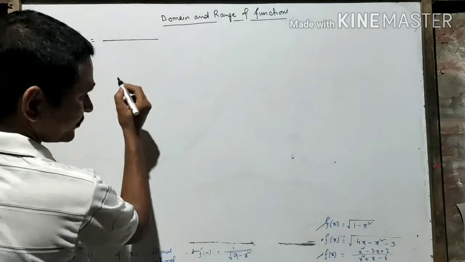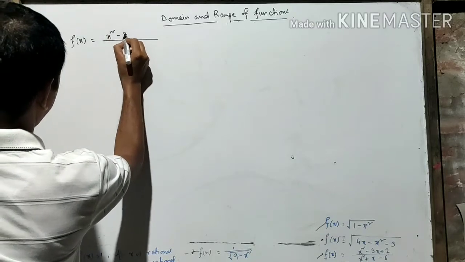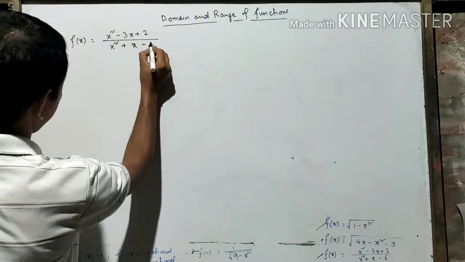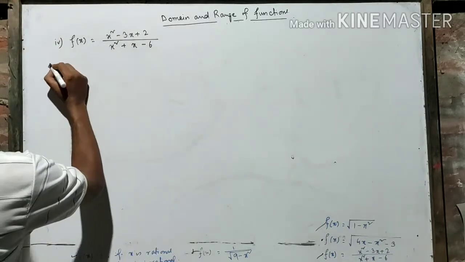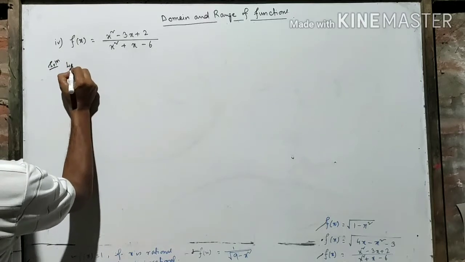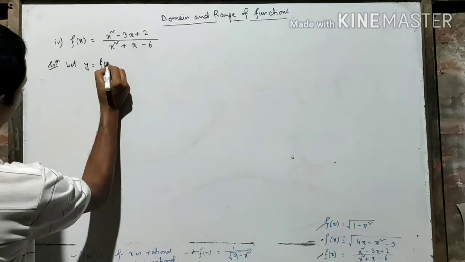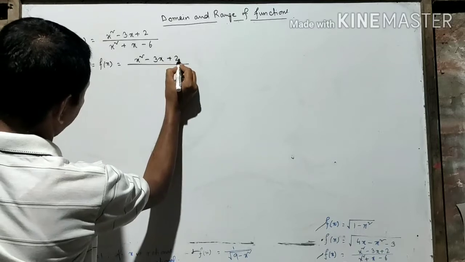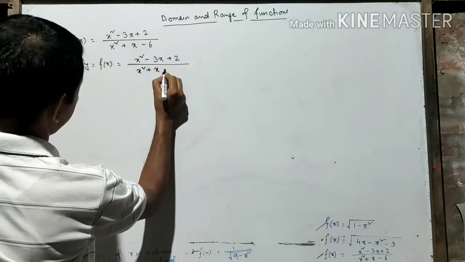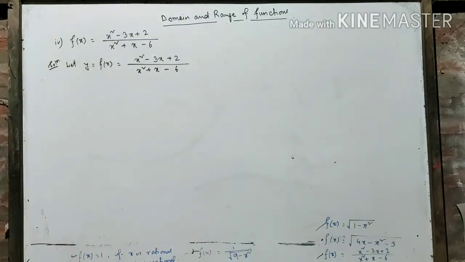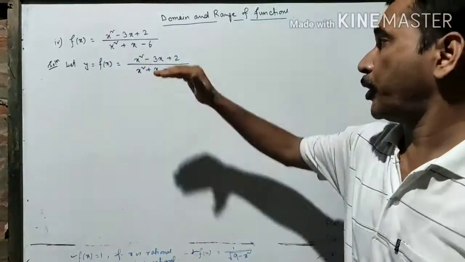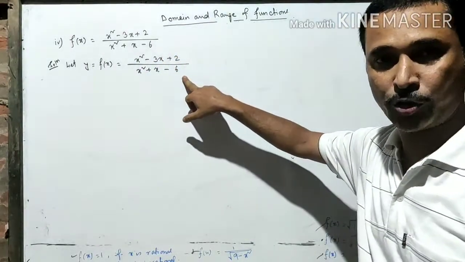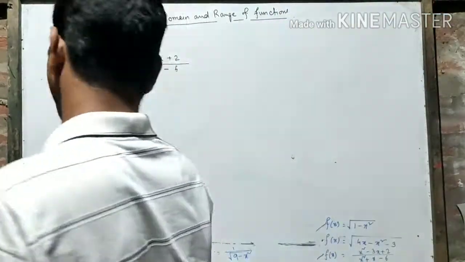f(x) equal to (x square minus thrice x plus 2) divided by (x square plus x minus 6). Solution. Let y equal to f(x) equal to (x square minus 3x plus 2) by (x square plus x minus 6). This is of the form polynomial by polynomial. x square minus thrice x plus 2 is a polynomial. x square plus x minus 6 is a polynomial. So this is of the form polynomial by polynomial.